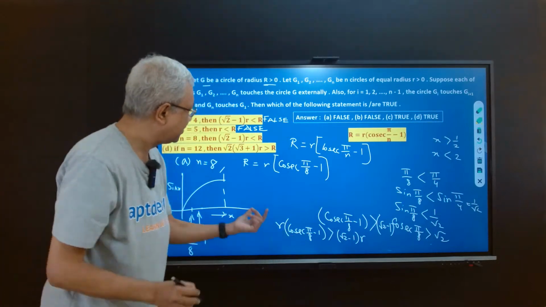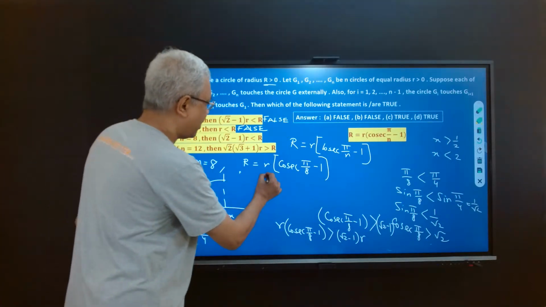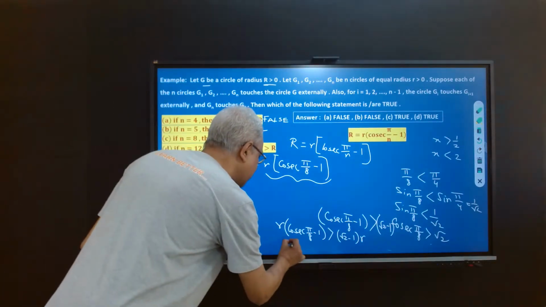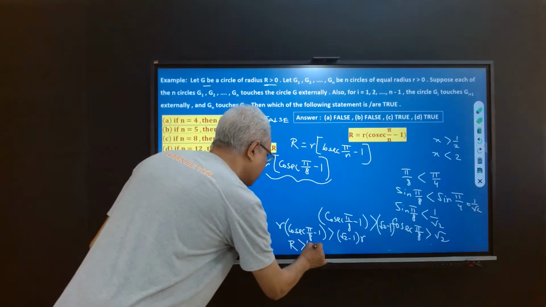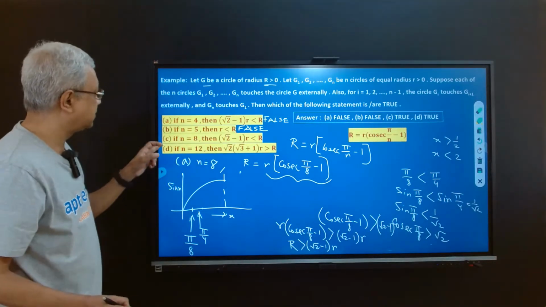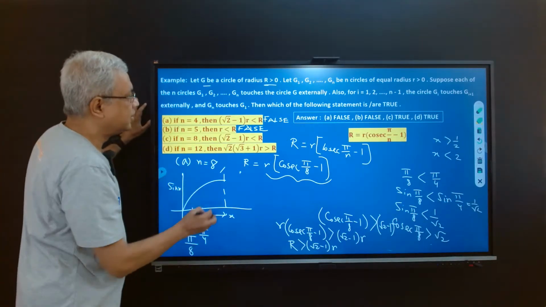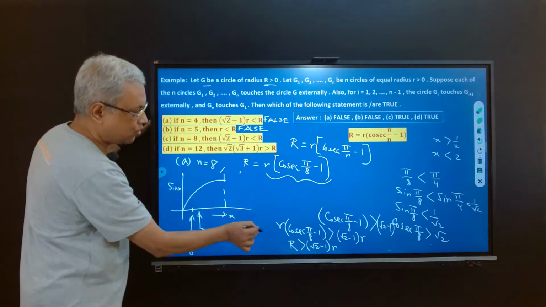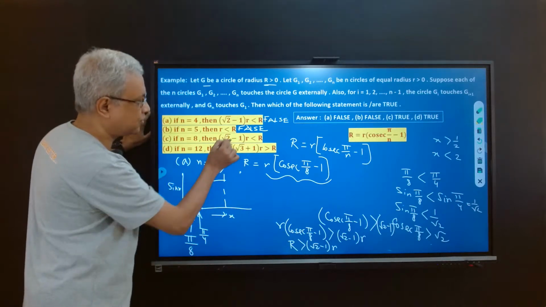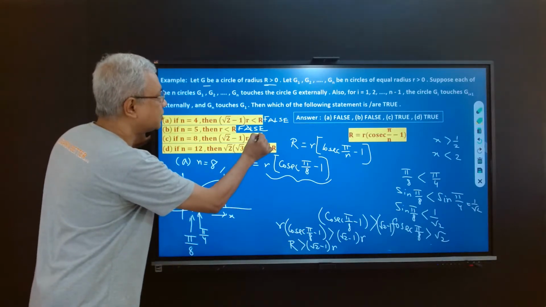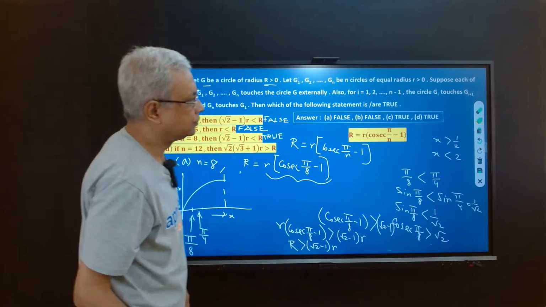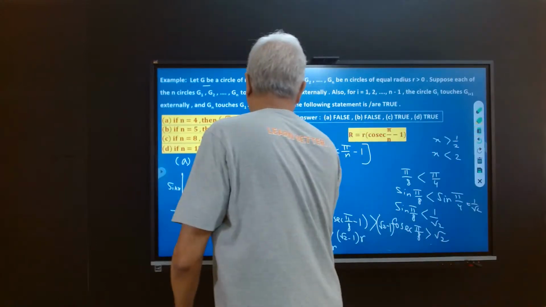But what is this? This is capital R. Small r times cosec pi by 8 minus 1 is capital R. So I get capital R is greater than root 2 minus 1 times small r. What is the statement given in the third? C: capital R is greater than root 2 minus 1 times small r. Therefore, this must be a true statement. Statement C is true.